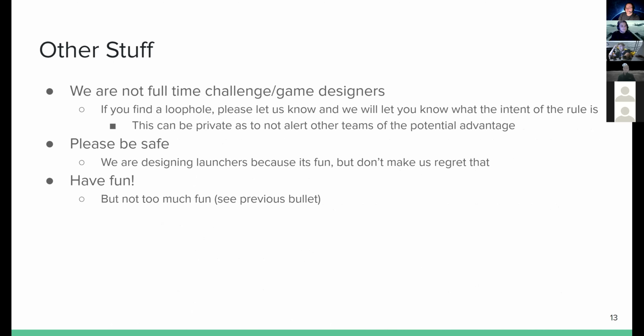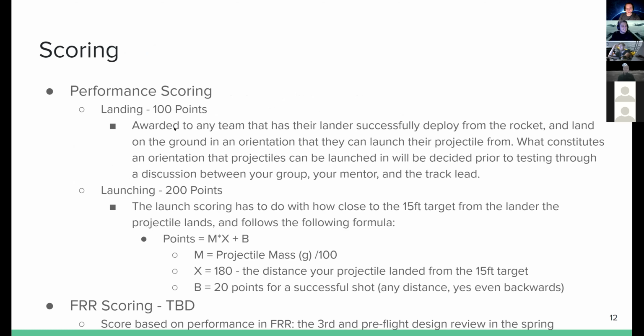Scott, question. Yeah, what's up? Can X be negative? Because that would start to get pretty tricky if you build a launcher that does 15 feet and launches in the opposite direction. It will be a 15-foot ring.